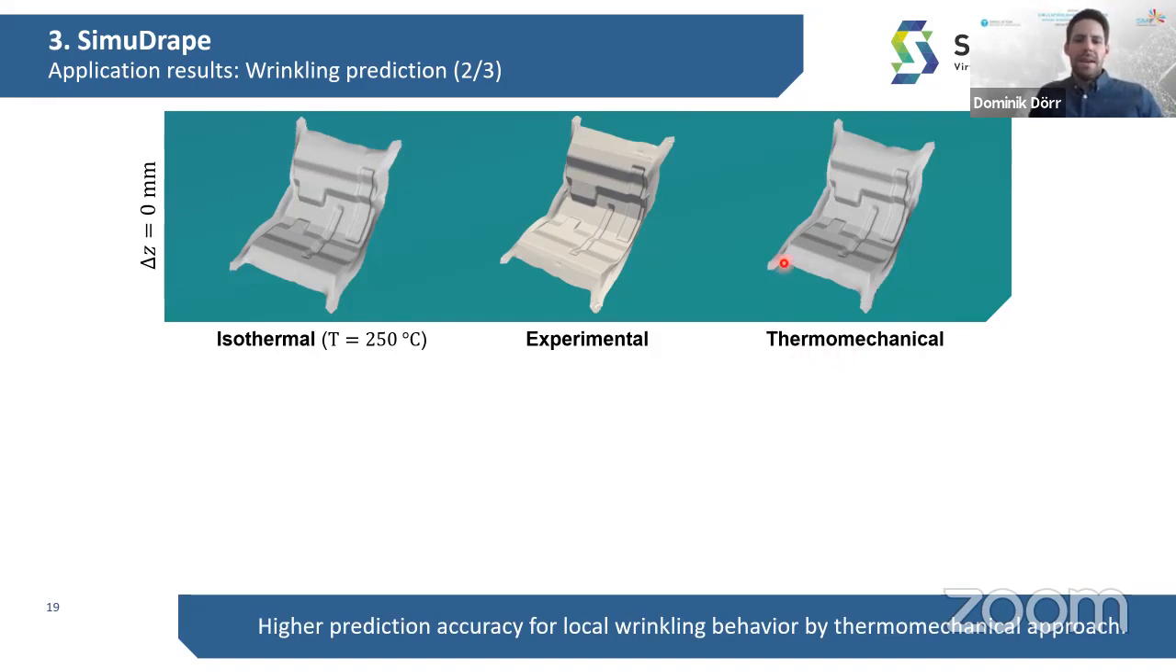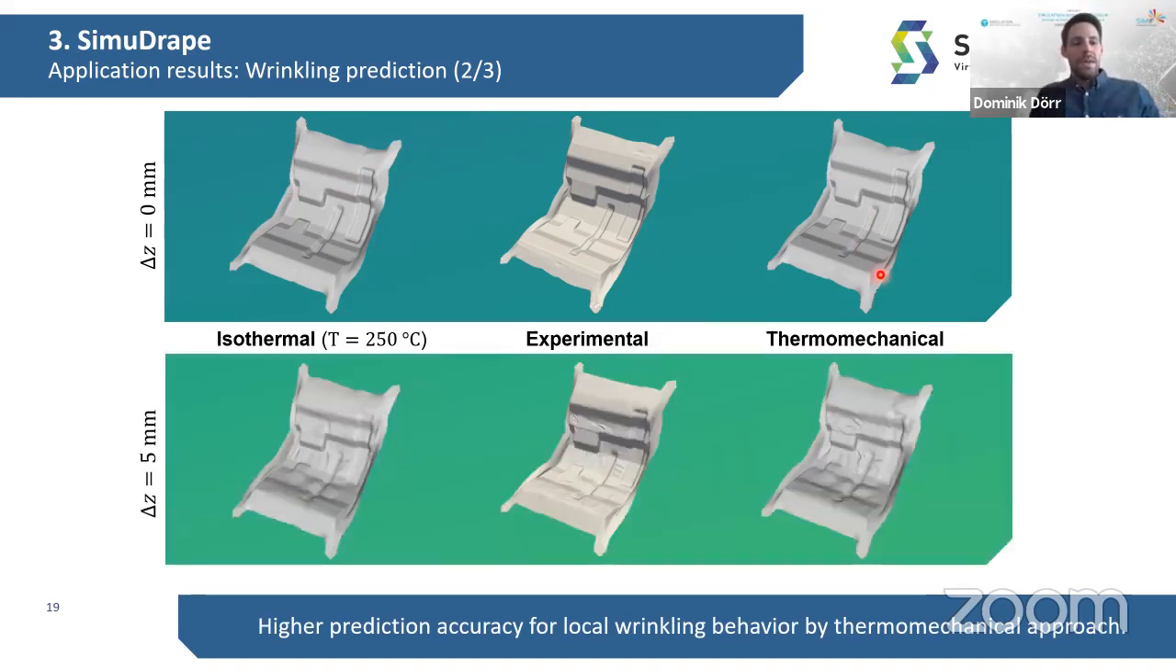What we can see is that the outer shape of our product is nicely predicted and in very good agreement to the experimental test. And this is valid for both approaches, for the isothermal as well as for the thermomechanical approach. If we have a closer look at a partly formed part, we can see that there is some wrinkling behavior, especially around this bigger corner bending here. This is predicted by the isothermal approach, and it's more pronounced for the thermomechanical approach.